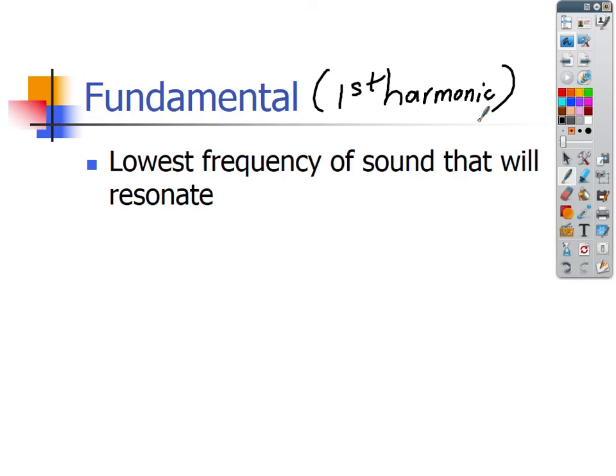If we go through the 4 classes of string instruments, from violin all the way down to a bass violin, bass, cello, whatever you call it, let's just call it bass, they have different fundamentals. So a fundamental is not a constant. It depends on the instrument, it depends on the situation at hand. But it's the lowest frequency of sound that's going to create this resonating frequency that can amplify.